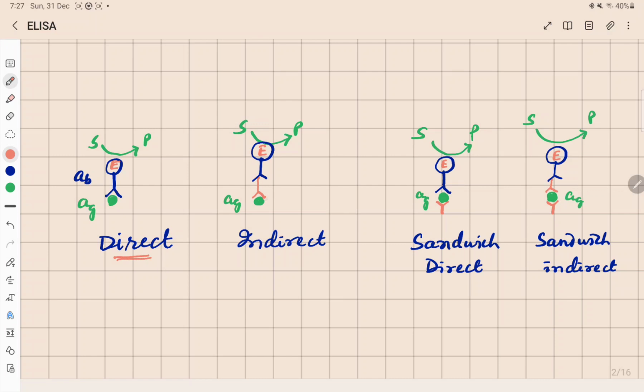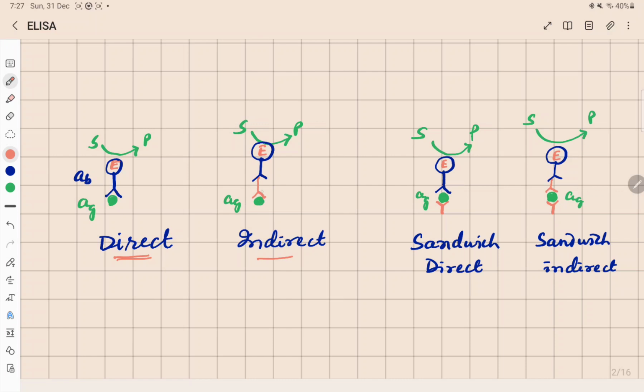If the antigen is not in direct contact with the enzyme conjugated antibody, it is connected through another antibody, then it is called indirect. So you can see here, the antigen binds with an unconjugated antibody, that is not conjugated with any enzyme.